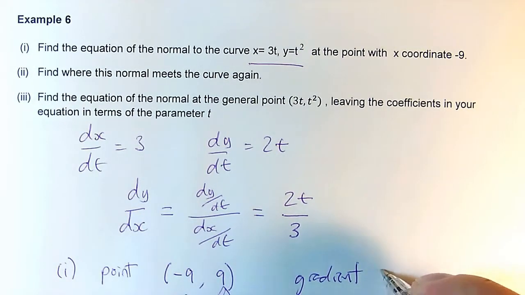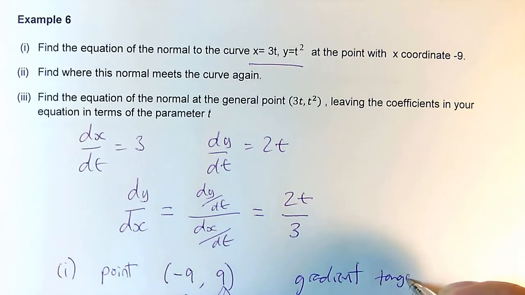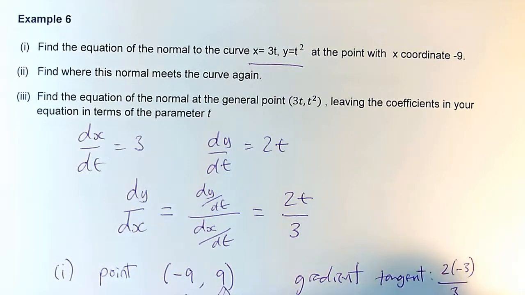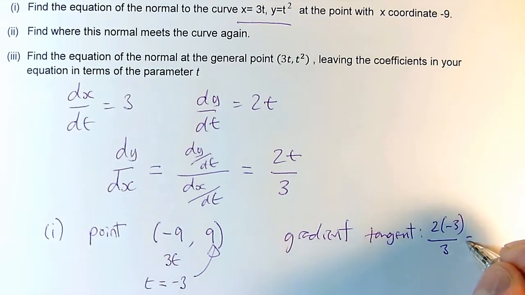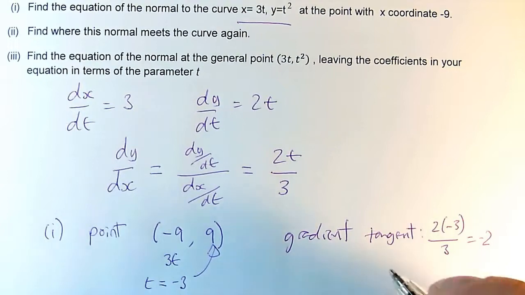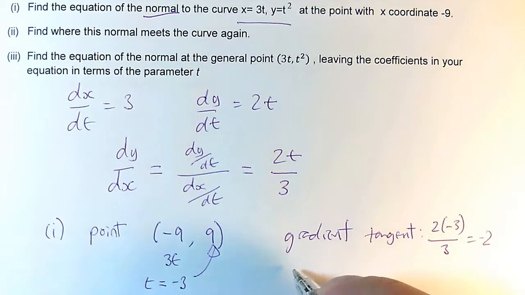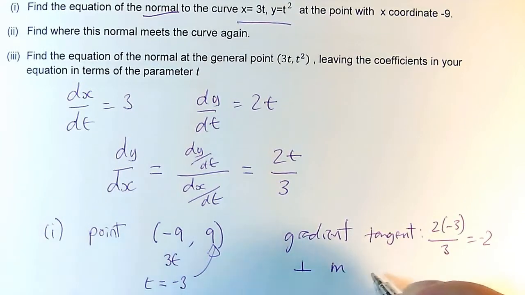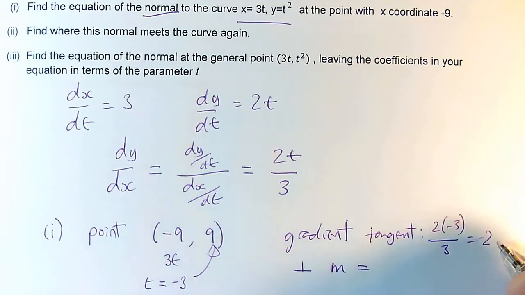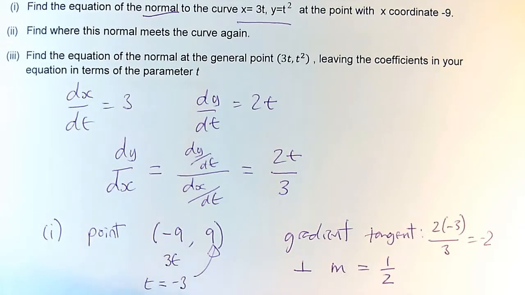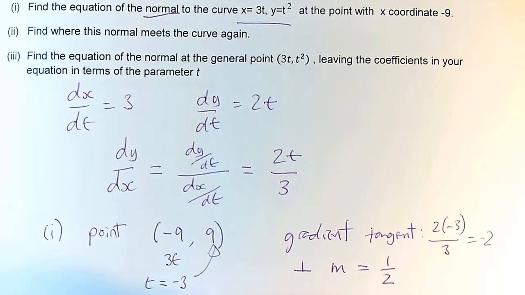Now the gradient, well, the tangent gradient is dy by dx. So the tangent gradient is 2 times -3 over 3, which is -2. But I'm working out the gradient of the normal, because I want the equation of the normal. So therefore the perpendicular gradient, which is the one I want, is the negative reciprocal of -2, so it's a half.